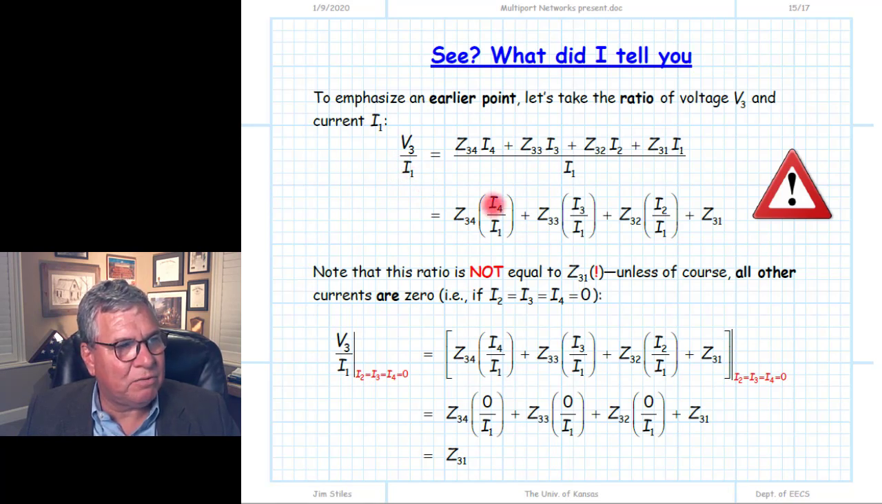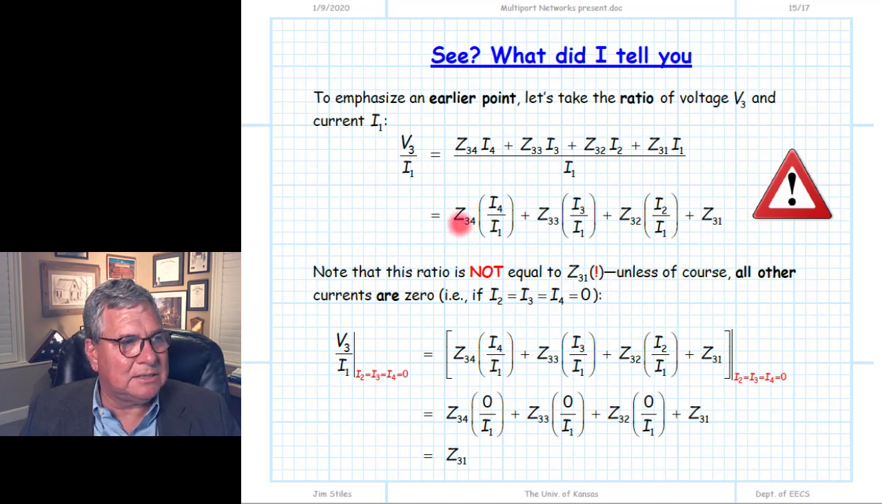In other words, if I4 is equal to 0, well, in that case, that term goes to 0. If I3 is equal to 0, that term goes to 0. And if I2 is equal to 0, that term goes to 0. Under the condition that all the other currents are equal to 0, these terms go to 0. And in fact, for that situation, and that situation only, the ratio of V3 to I1 is equal to Z31, only when all the other currents are equal to 0. Generally speaking, we find the ratio of V3 to I1 is not then equal to Z31. It's equal to Z31 plus all this other mess.